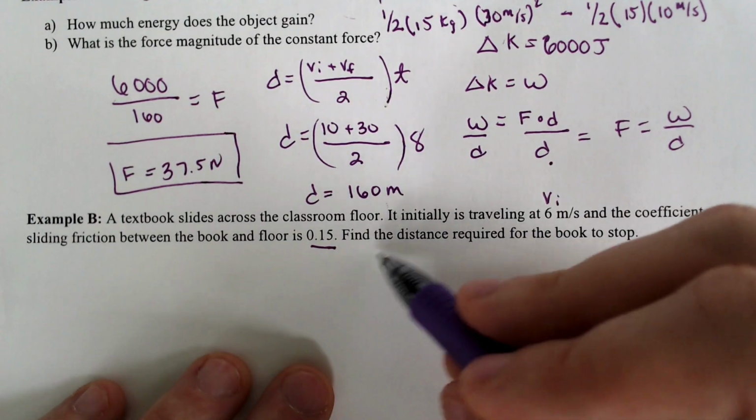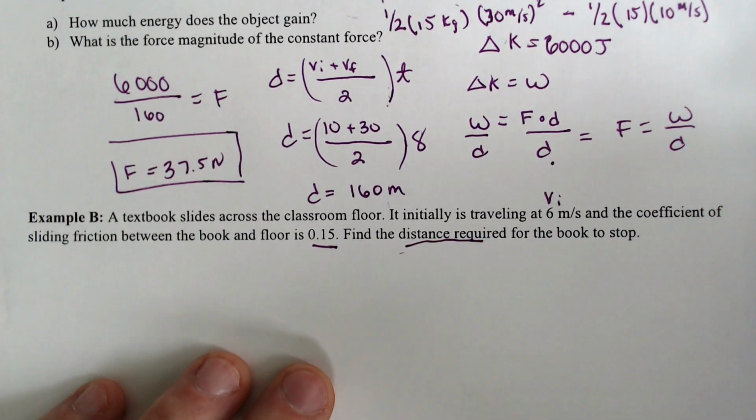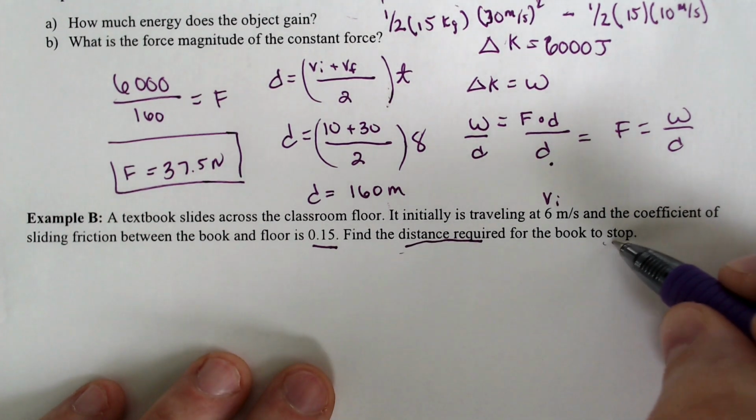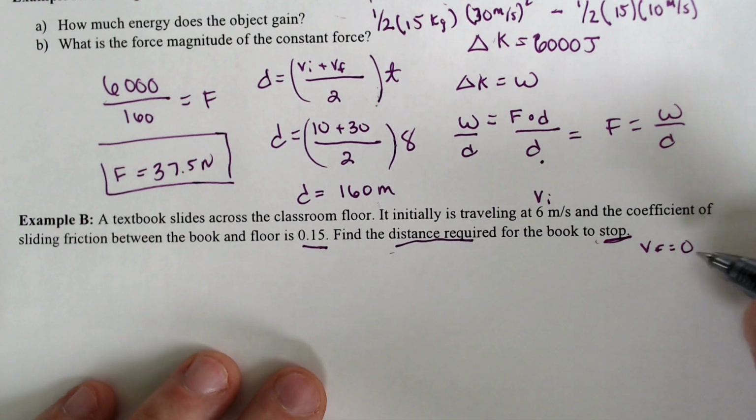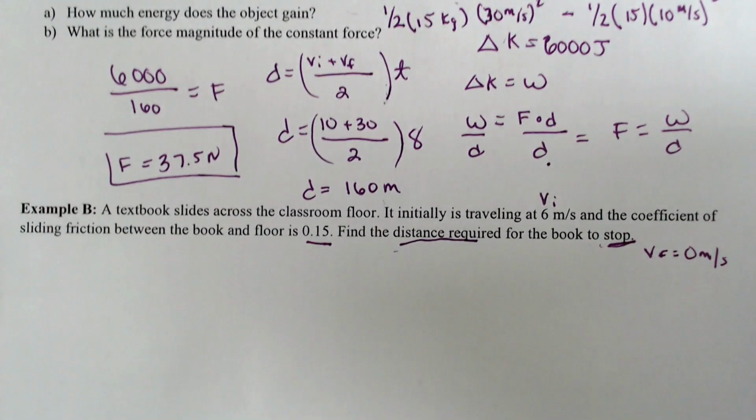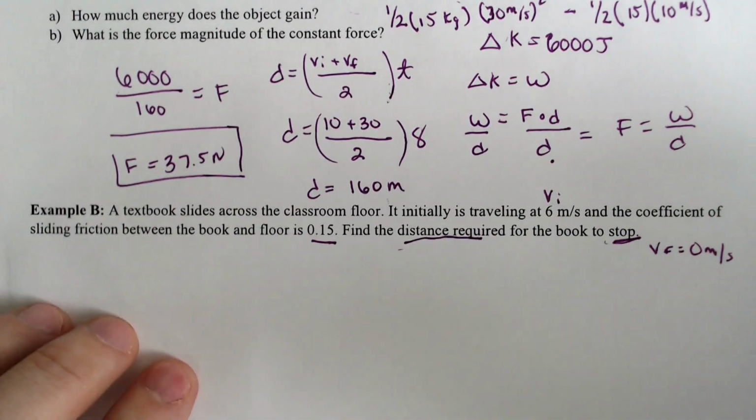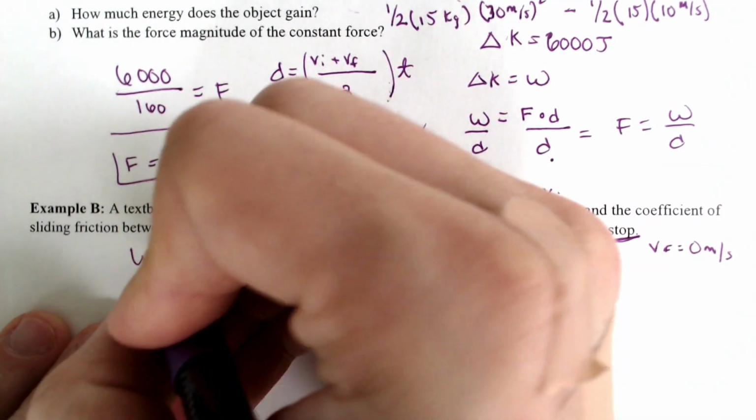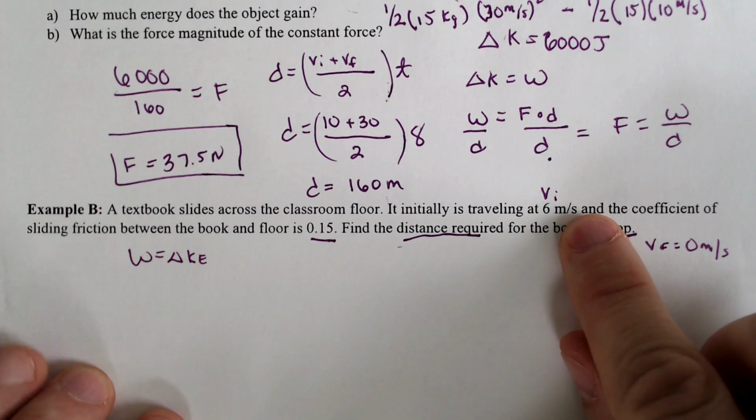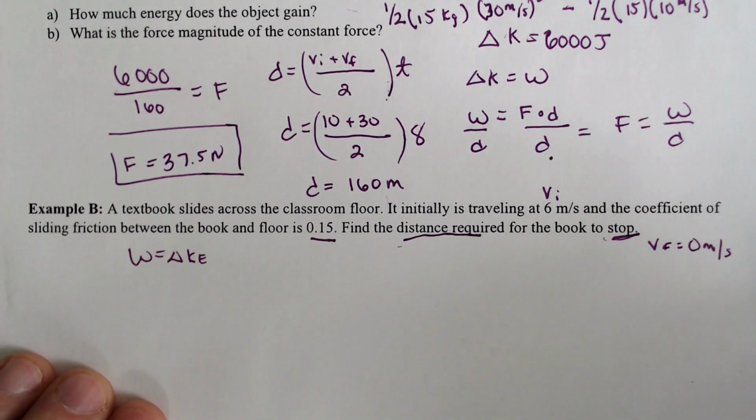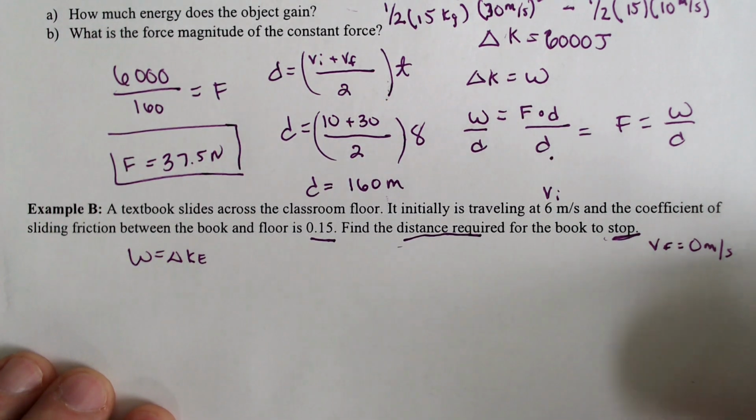That has your question. We want to find the distance required for the book to stop. But also, if it stopped, that means we want our final velocity to equal 0 meters per second. All right? So with that in mind, again, work is equal to the change in kinetic energy. Well, we have our VF, we have our VI. We don't have the mass. So let's see how that would work out.